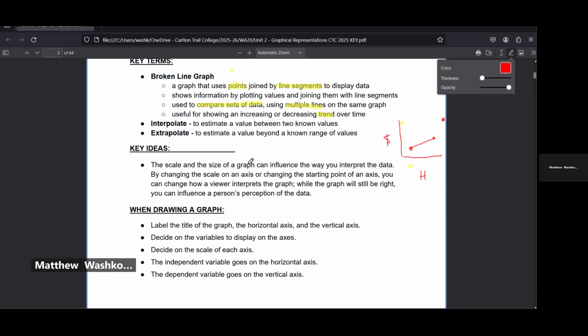So the key idea here is that the scale and size of the graph can influence the way you interpret this data. We can change the scale on the axis or change the starting point of an axis, and I will talk about that later. But if you change those, you can change how a viewer misinterprets the graph. I'll show you a couple examples here.